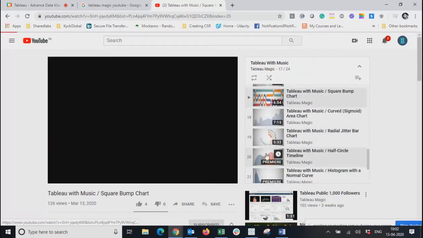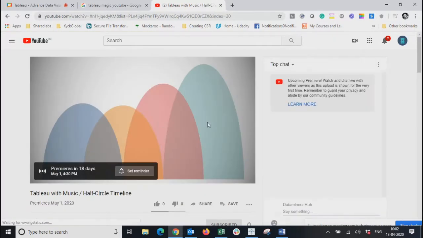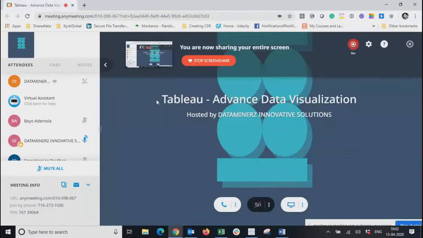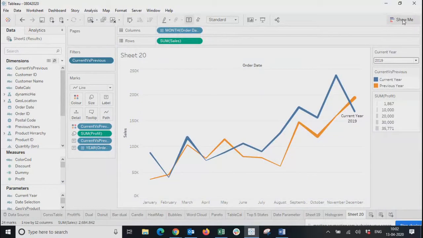This is a half circle timeline. You can create it easily; it's very simple. You can explore these channels, wherein you will be able to see different visualizations which generally are not possible in Tableau, but by making some changes using calculated fields or mathematical logic, you can create them. That is what you can explore anytime.